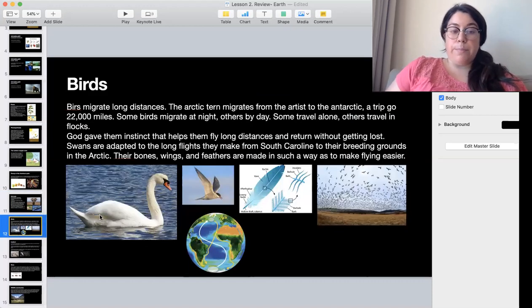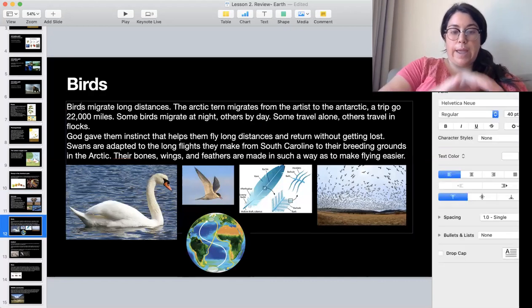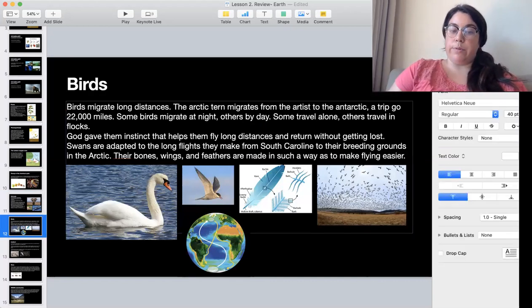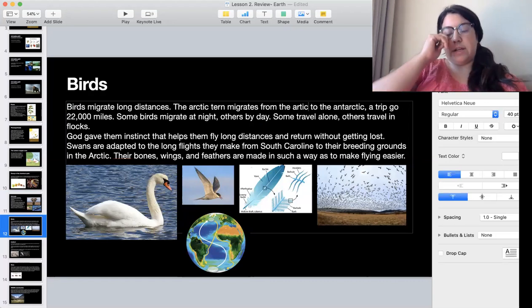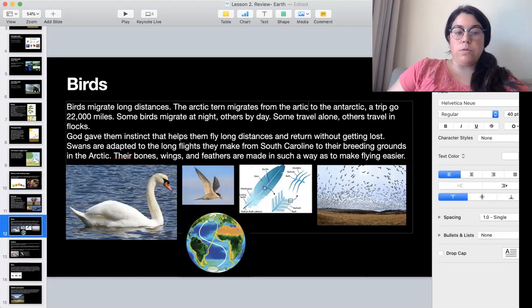Now we're gonna talk about birds. Birds migrate really long distances, okay? Migrate means to travel. The Arctic tern, which is this little bird here, migrates from the Arctic to the Antarctic, a trip that goes 22,000 miles.